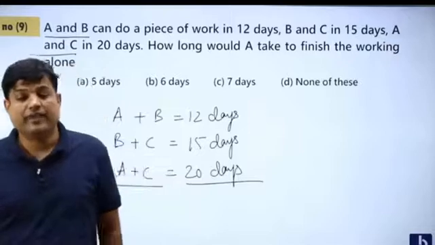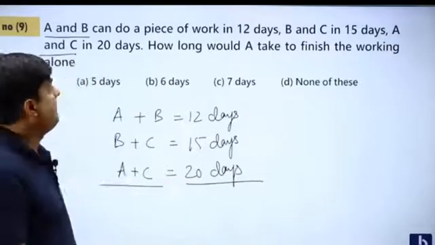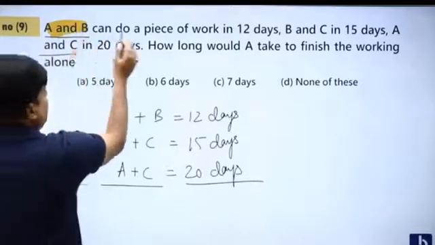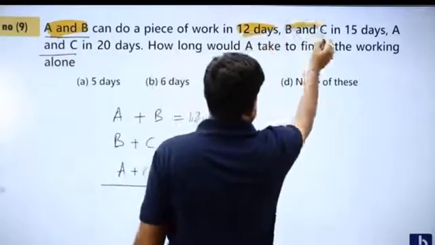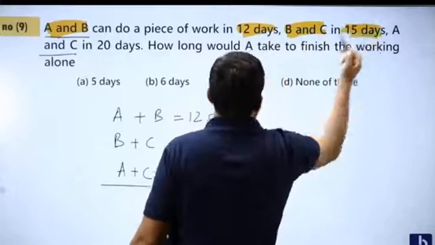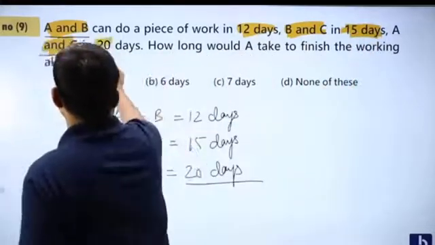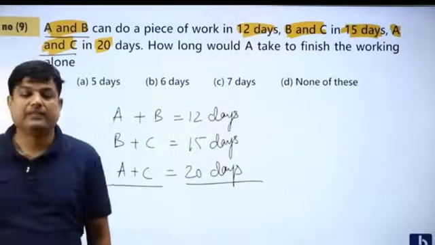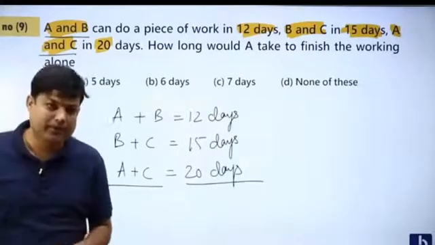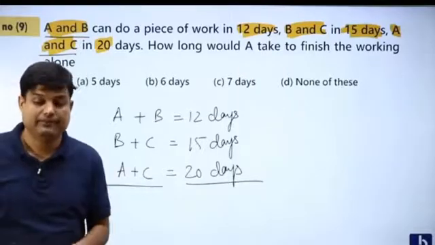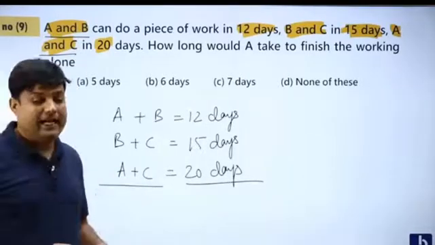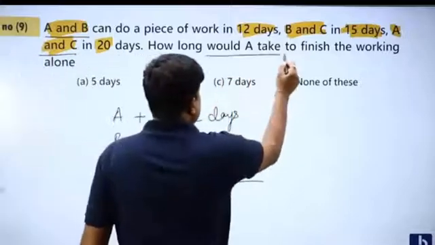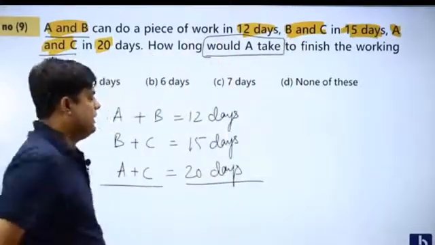Listen to this question, everybody. He gave you AB, 12, BC, 15, and A and C, that is 20 days. Following everybody? Clear? So this kind of question will also be given to you. Yes, they have been given. Listen everybody, what is asked is how long will it take for A alone? How long will it take for A alone? I want A alone.